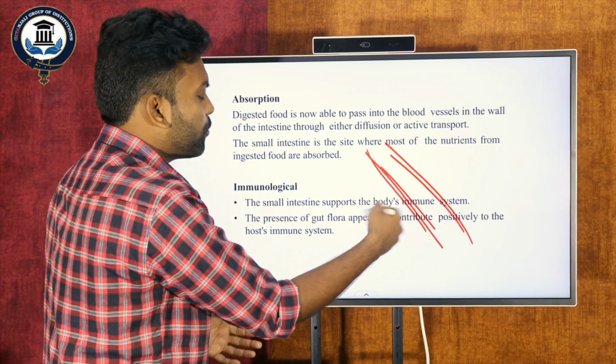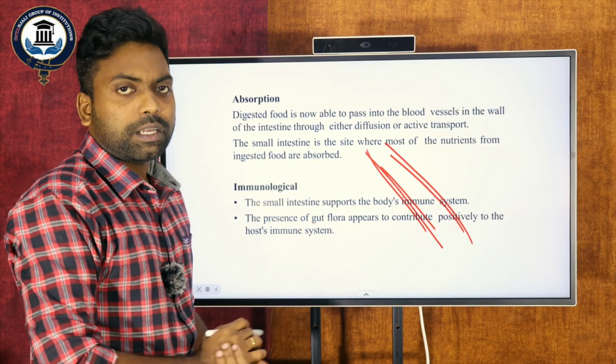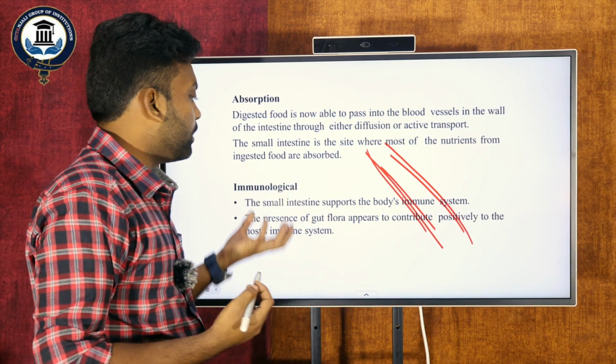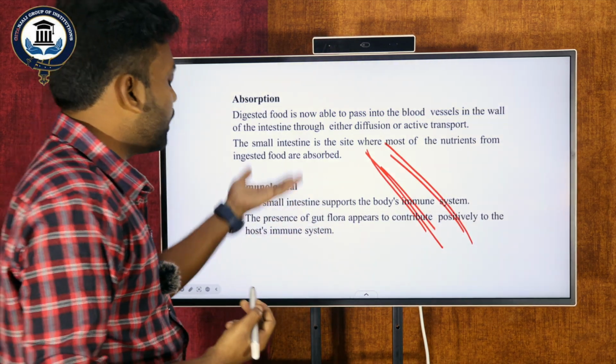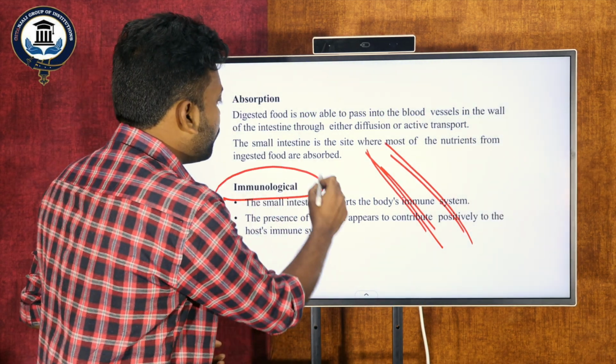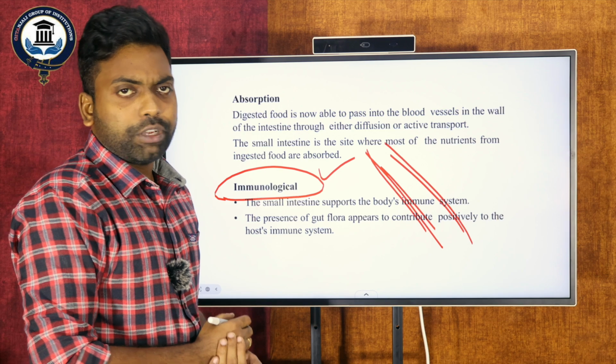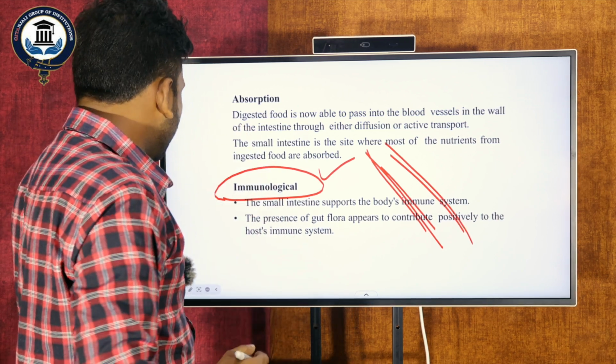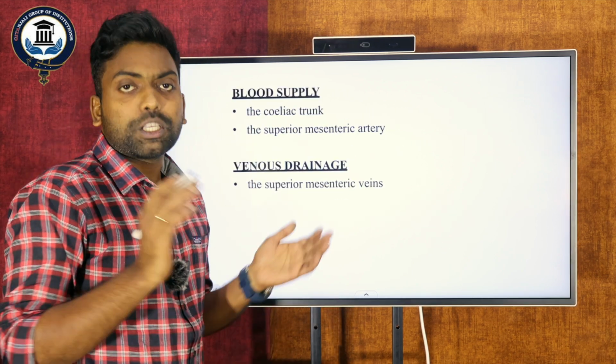What is the meaning of gut flora? It acts like an immune system. Once an infection arises here in the small intestine, in the gut, it automatically releases immunoglobulins and acts against the infection. So this is one of the functions. These are the functions of the small intestine.